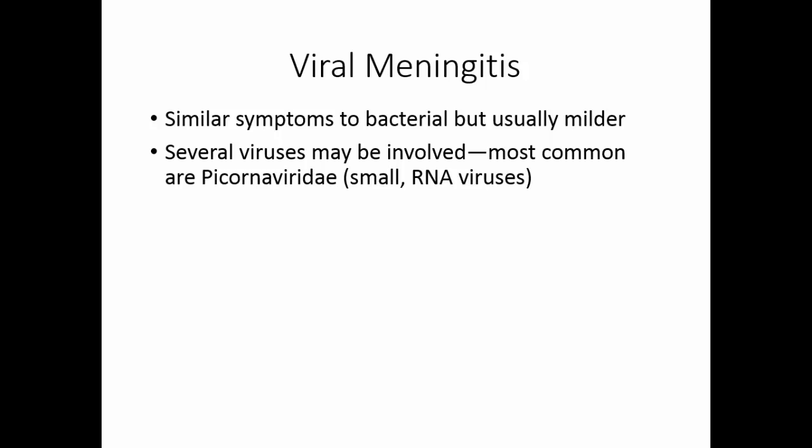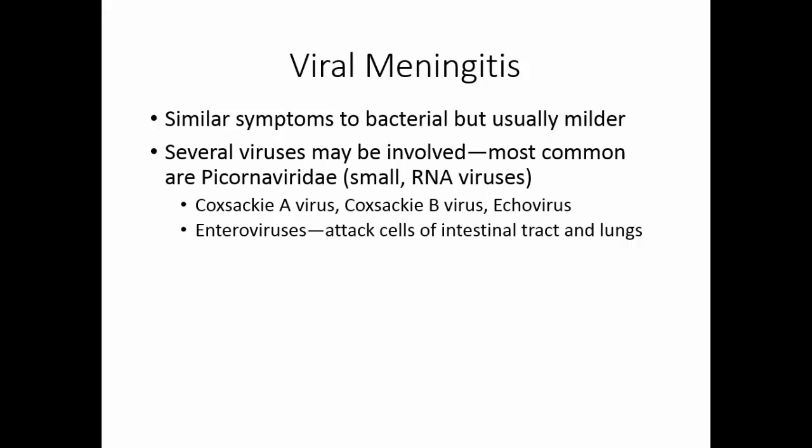These are small RNA viruses that can cross the blood-brain barrier. The three most common are Coxsackie A virus and Coxsackie B virus. They got their names because they were originally found in Coxsackie, New York, and then the ECHO virus. ECHO stands for Enteric Cytotoxic Human Orphan. We don't know where this virus comes from, so it's a human orphan.